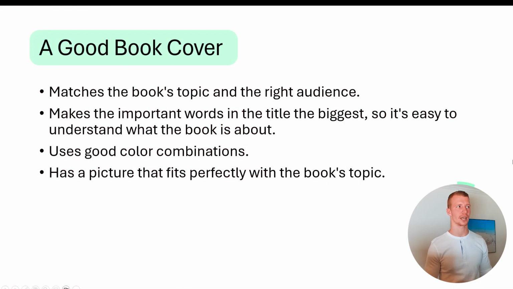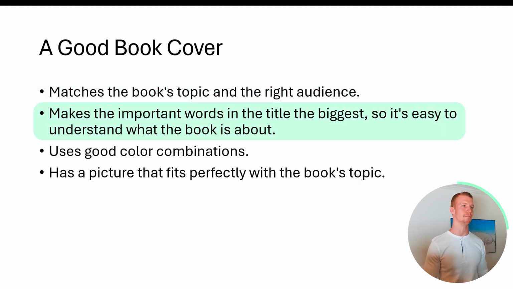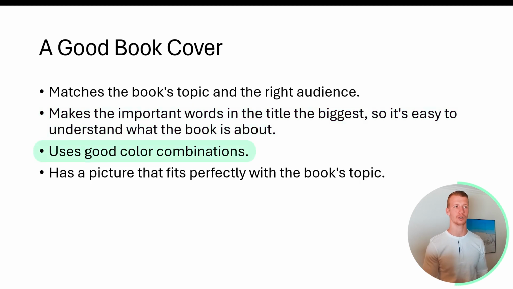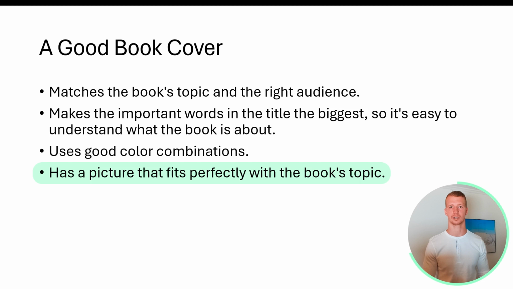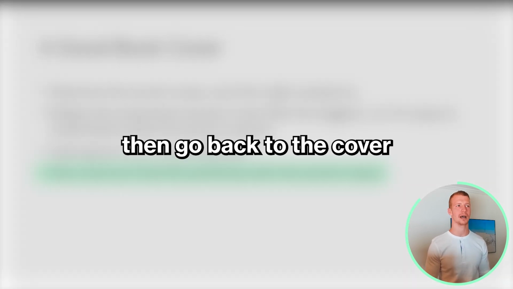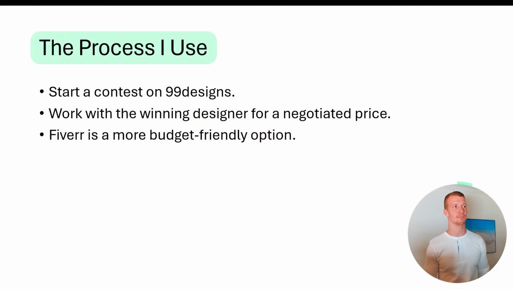So to summarize, a good book cover matches the book's topic and the right audience. It makes the important words in the title the biggest, so it's easy to understand what the book is about. It uses good color combinations, and it has a picture that fits perfectly with the book topic. So if you want to look again at these components, then go back to the cover examples of good book covers. So let's go over the process that I use to create my covers.